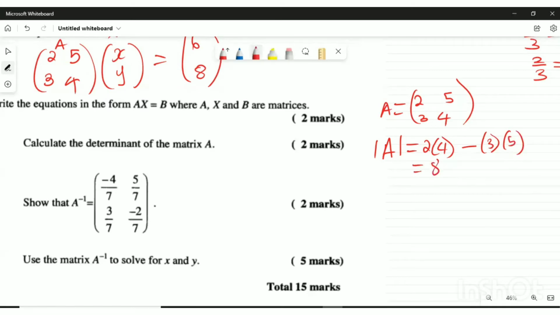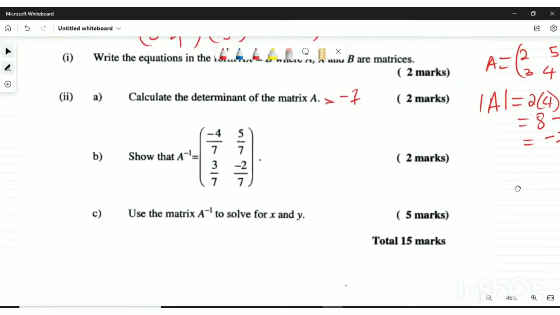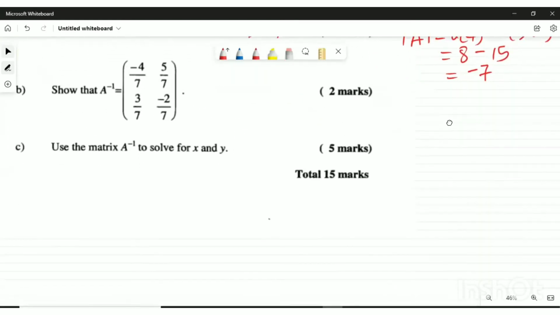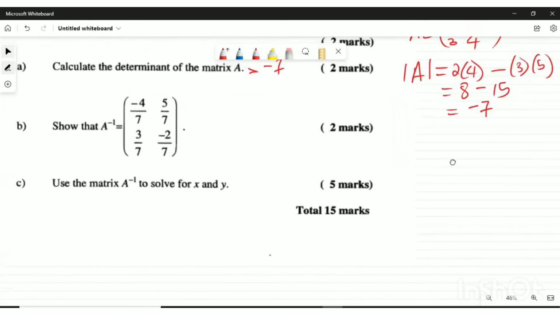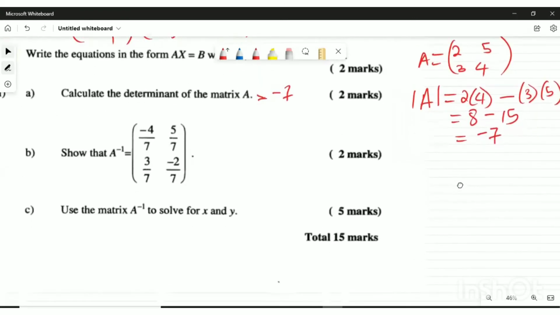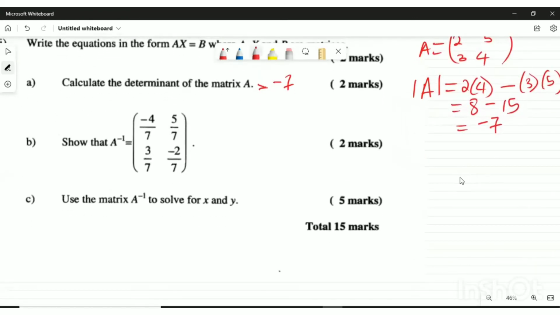We're looking at 8 minus 15, which is equal to -7. So that's the determinant of A. The determinant of A is equal to -7. The question went further to say, show that the inverse of A is -4/7, 5/7, 3/7, and -2/7.